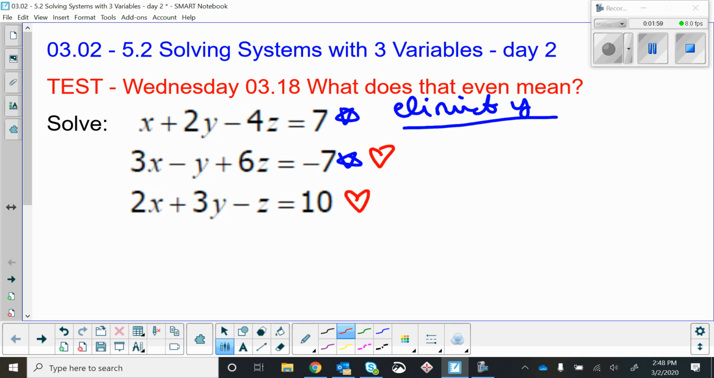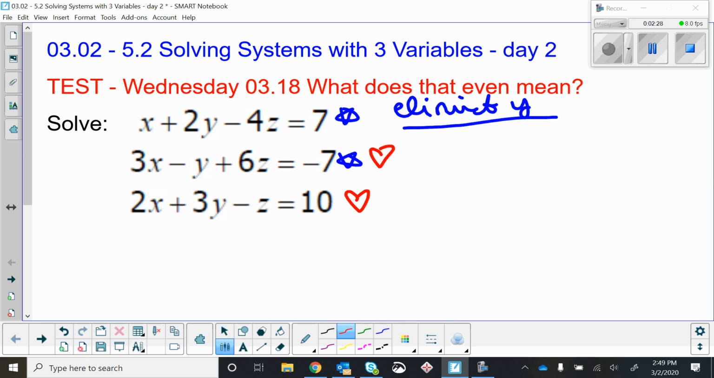On Friday, in the examples we did, I think we used the same combination of rows both times. I think we did 1 and 2, and then 2 and 3. That's just a coincidence. You don't have to. I think earlier when I eliminated X, I chose rows 1 and 3 and 1 and 2. So don't think you have to do the exact same method.